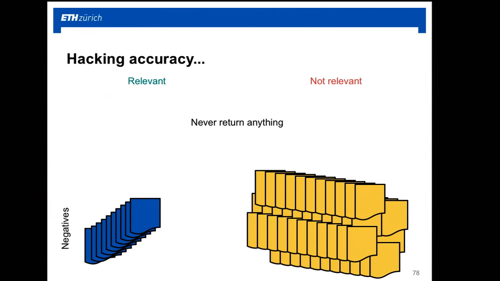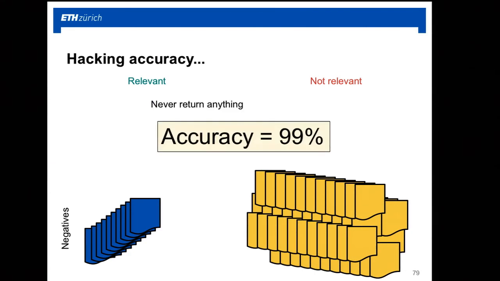So if you don't return anything, then accuracy is this divided by the sum. And actually, in practice, it can very easily be 99% just by not doing anything, just by not returning anything. So I hope that this shows to you why that's a very bad idea to use just accuracy. You can basically cheat the system.